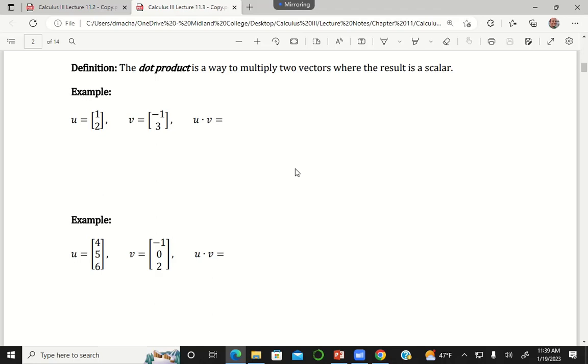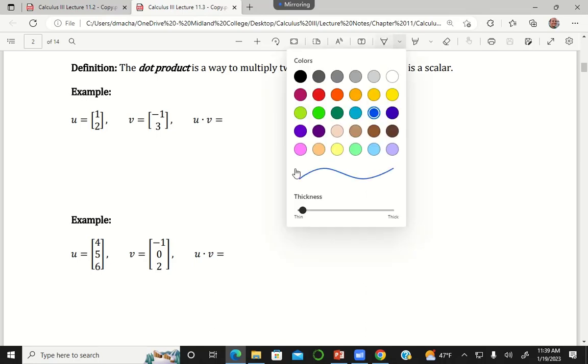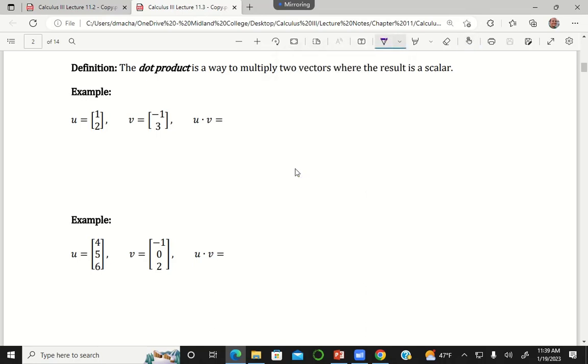The dot product is a way to multiply two vectors. And whenever we multiply two vectors using the dot product, the product is actually going to be a scalar. So the product is just going to be a number. We're going to do some examples.